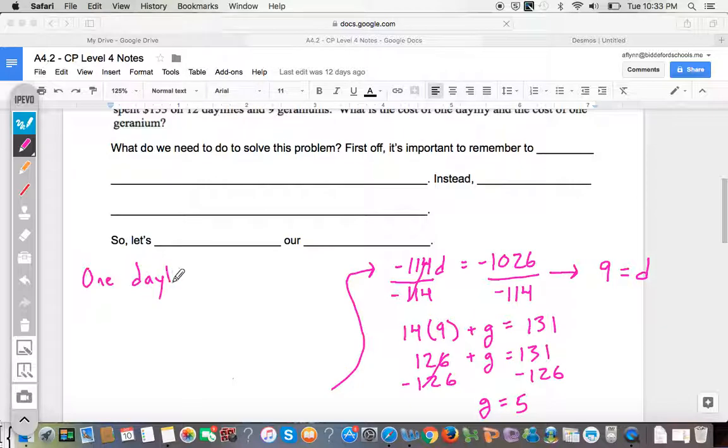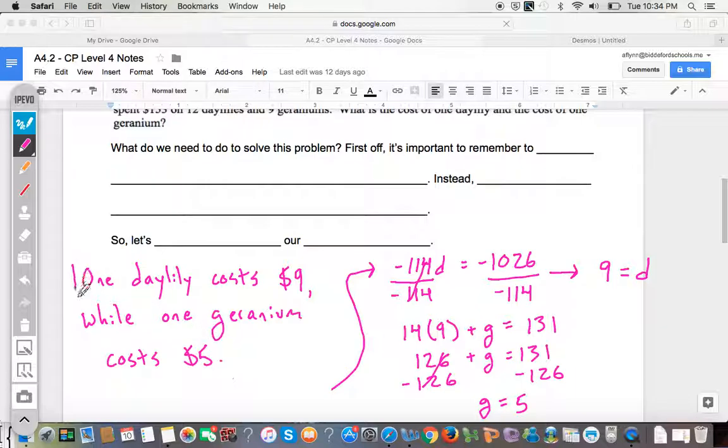One daylily costs $9, while one geranium costs $5. Okay? So this is an acceptable answer. Not D equals 9 and G equals 5. Okay? Pause the video if you need more time.